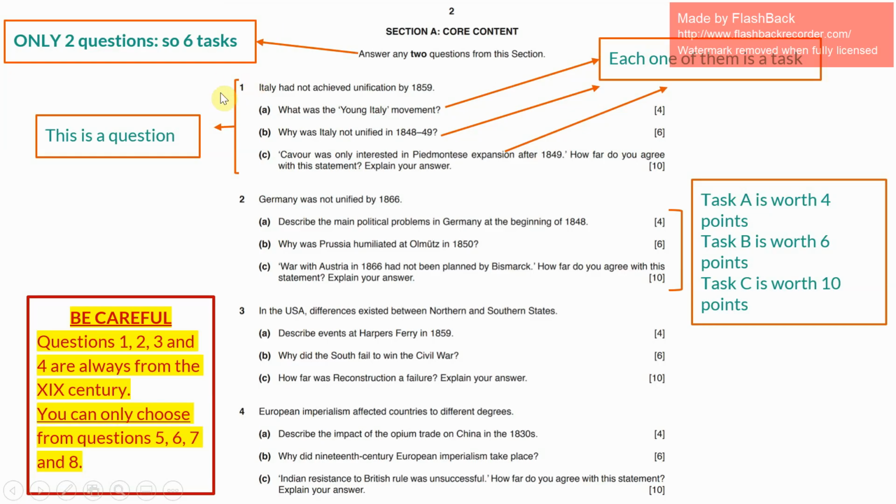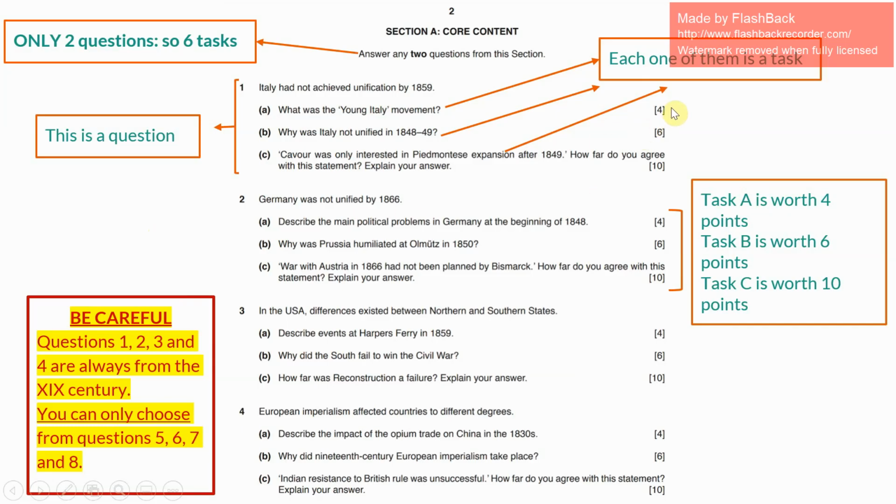So let's say again, if you want to answer question 1, you must answer A, B, and C of question 1. You must choose 2 questions in the section A, the core contents. So, for example, if you're sitting for the 19th century option, you would choose 1 and answer A, B, and C, and maybe you want to choose 3 and answer A, B, and C, and that will be enough. And then you must go to the depth study section.